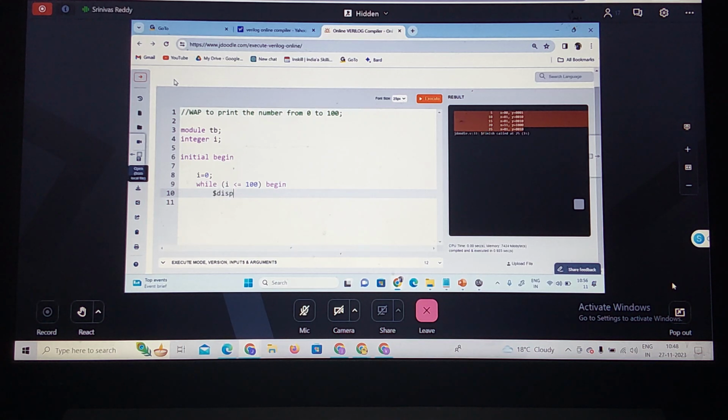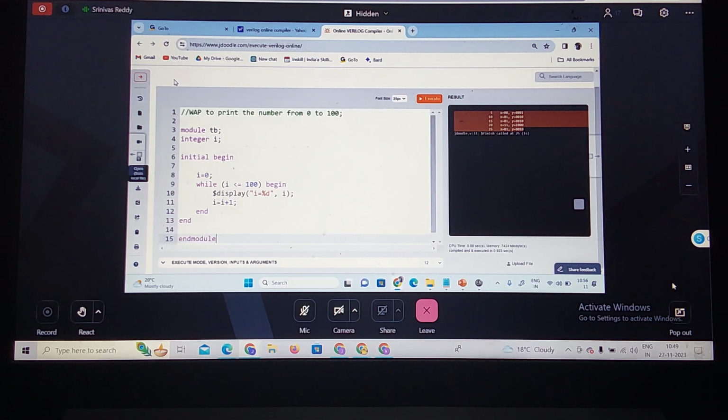Now here what do I need to write? $display of what I want to display: i is equal to %0d decimal number. Then what argument do I need to pass? i. End this. Next, I need to increment the i value, right? i = i + 1. Then end this while, then end the initial begin, then end the module.